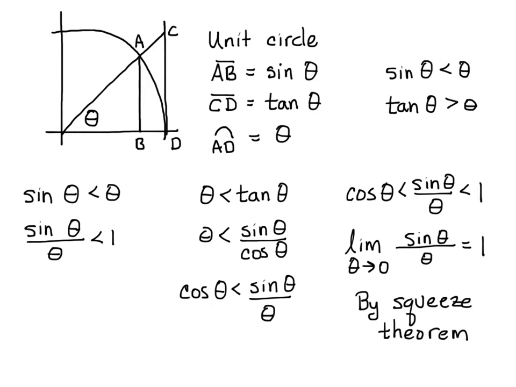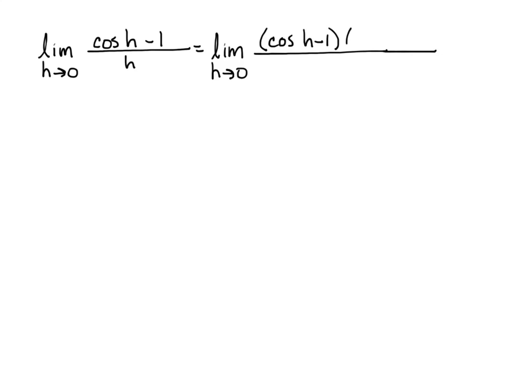So the squeeze theorem gives us the limit of sine theta over theta. Theta, of course, is measured in radians, and that's crucial to this. Okay, so let's look at this other term, this cosine of h minus 1 over h.